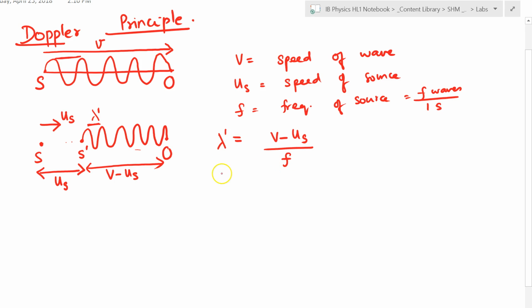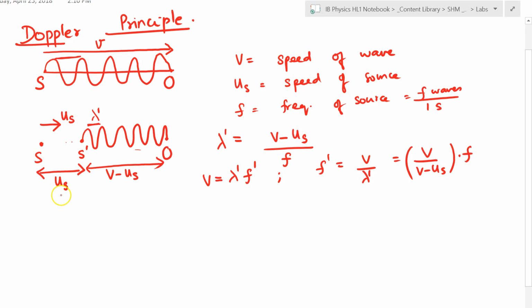But I want to find the new frequency as perceived by the observer, and we know that V equals F lambda, so V is lambda prime times F prime, because the speed of the wave as perceived by the observer does not change. Therefore I can write F prime is V over lambda prime, which is V over (V minus US) times F. As you can clearly see, since it is V divided by (V minus US), this fraction is going to be more than 1, so F prime is going to be more than F.